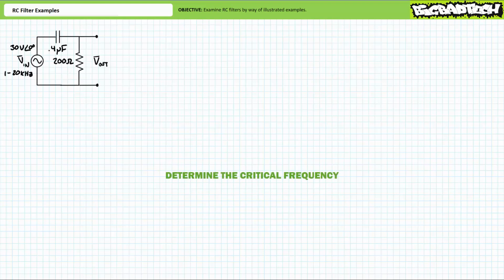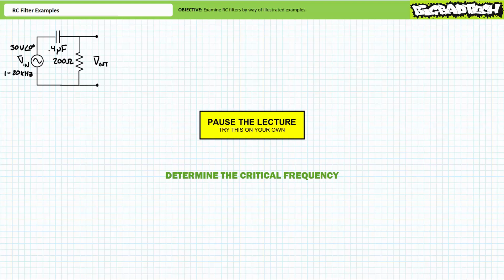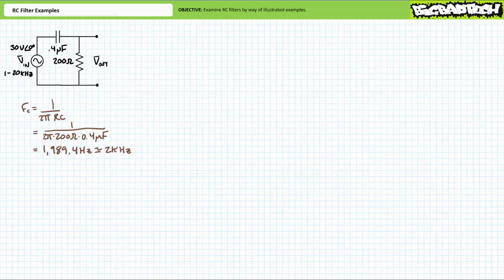Second question, what's the critical frequency for this circuit? By all means, pause the lecture and try this on your own. If you're tracking, you should have obtained the following results. The critical frequency represents an occasion in which the magnitude of ZR equals the magnitude of ZC. fC, the critical frequency, equals 1 over 2 pi RC. Substituting in our given values, we find fC to be equal to approximately 1989.4 Hz, super close to 2 kHz.